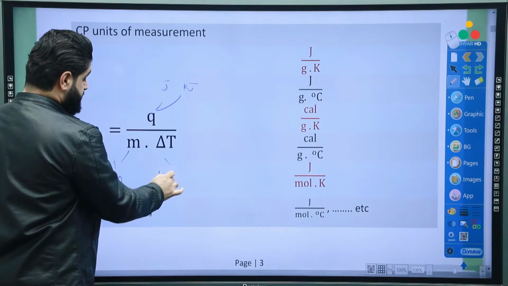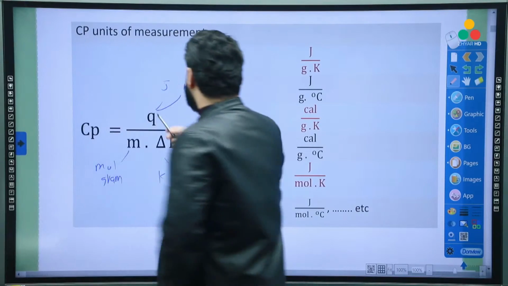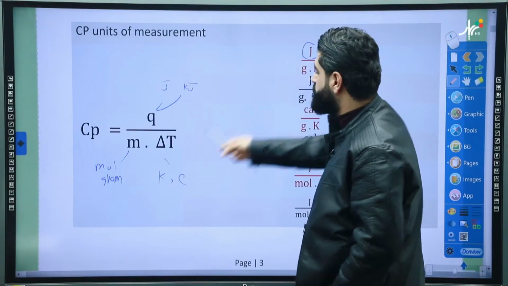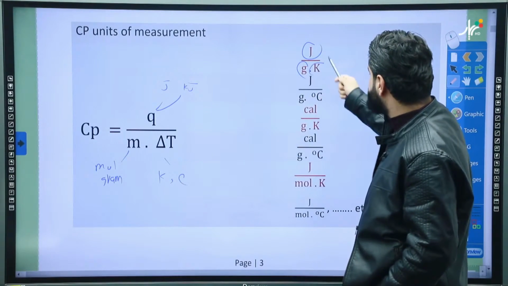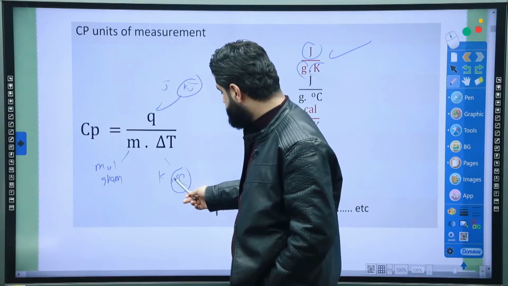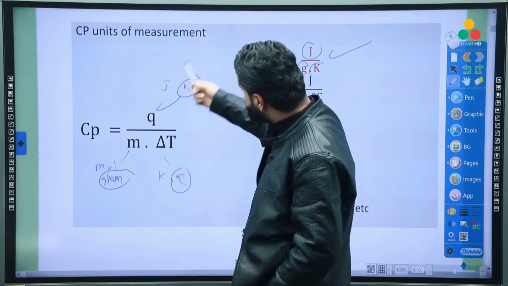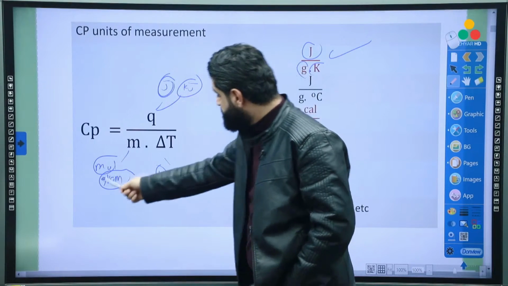Delta T, Kelvin and Celsius. So, for example, for Q use joule, for M use gram, and for delta T use Kelvin. It's one unit. You can make another unit. Select this, this, and this. No problem. Another one. Select this, this, this. Another one. Select this, this, this.